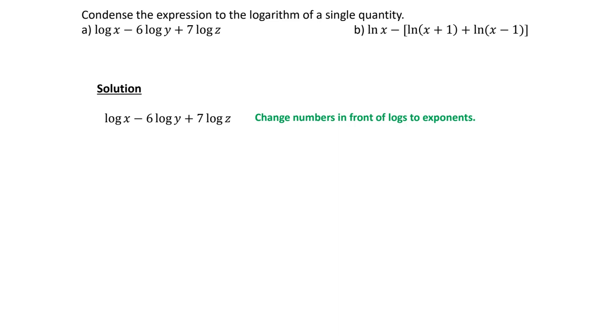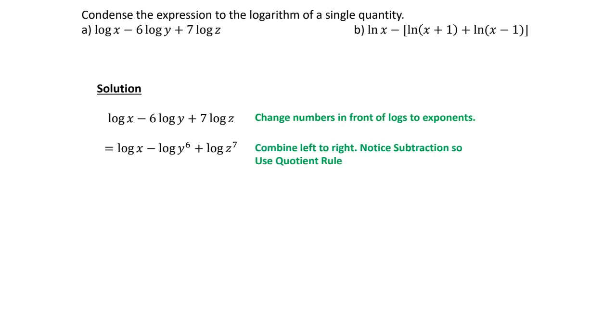I have here the 6 times the log of y. That becomes log of y to the 6th power. I have a 7 being multiplied to the log, so I have a log of z to the 7th power. So now that I took care of that, I'm going to go just from left to right. I have log of x minus the log of y to the 6th. To combine these, I'm going to apply my quotient rule that says when I have two logs that are being subtracted from each other, I can divide the inputs. So that's going to condense to just 1 log, log of base 10 of x divided by y to the 6th. Then I have plus the log of base 10 of z to the 7th.